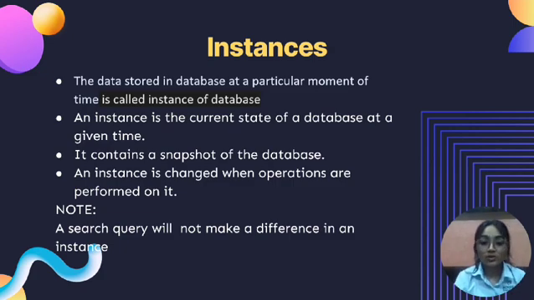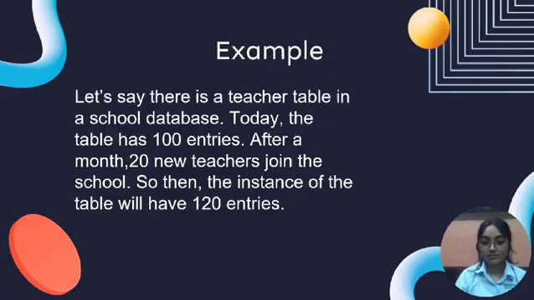The data stored in a database at a particular moment of time is called an instance of the database. It is the current state of any database at a given time, and it is changed only when operations are performed on it. It is important to note that any search query will never make any difference in an instance.